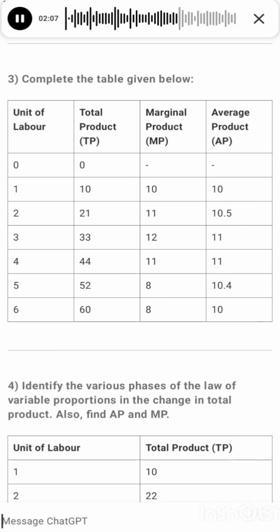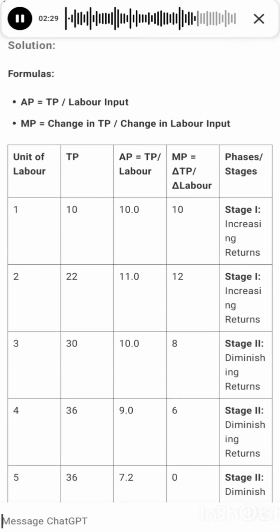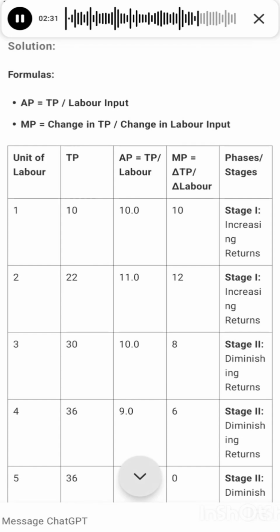4. Identify the various phases of the law of variable proportions in the change in total product. Also, find AP and MP. Unit of labor, total product TP: 1, 10; 2, 22; 3, 30; 4, 36; 5, 36; 6, 30. Formulas: AP equals TP divided by labor input. MP equals change in TP divided by change in labor input.